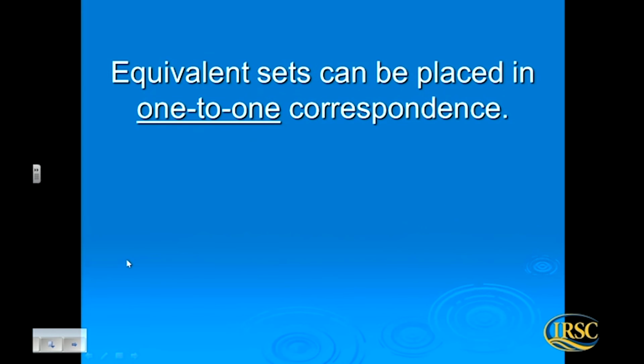Equivalent sets can be placed in one-to-one correspondence. In other words, we can match up items and we won't have any leftover items because they have the same amount of items. So in that last example, we could match up the person that belongs to the correct show. Frasier matches to Kelsey Grammer, The Tonight Show matches to Jay Leno. There would be an equal amount of items to match up to each other.